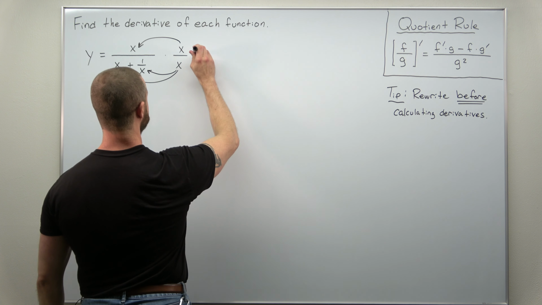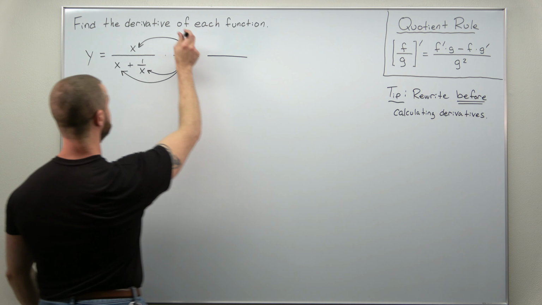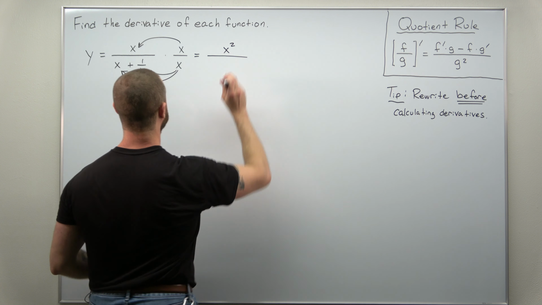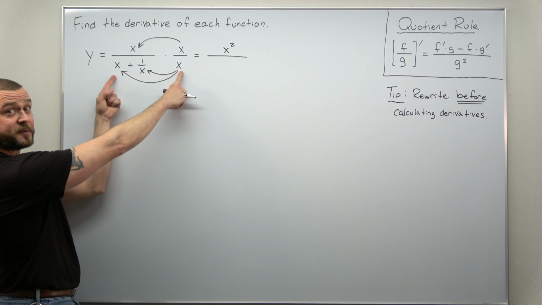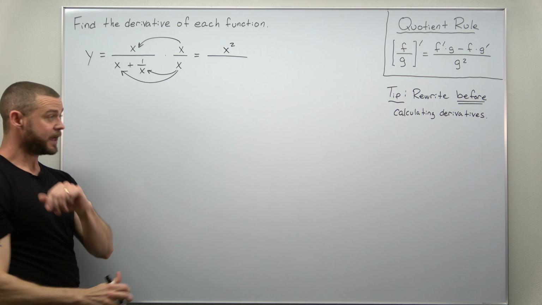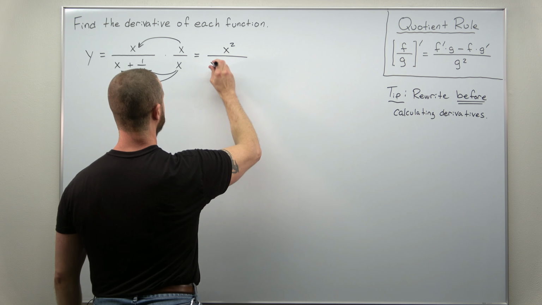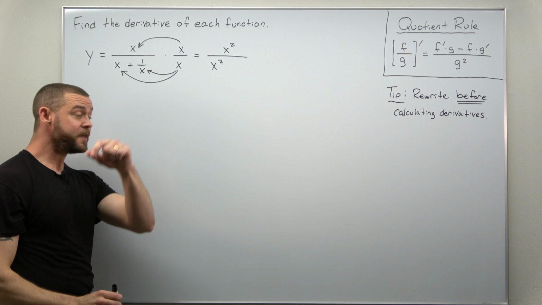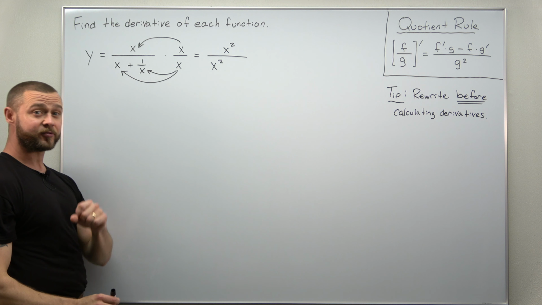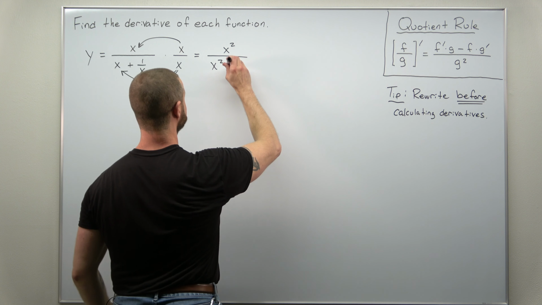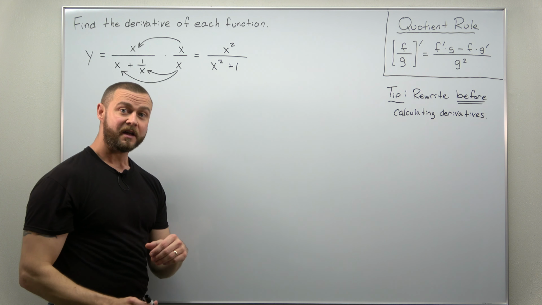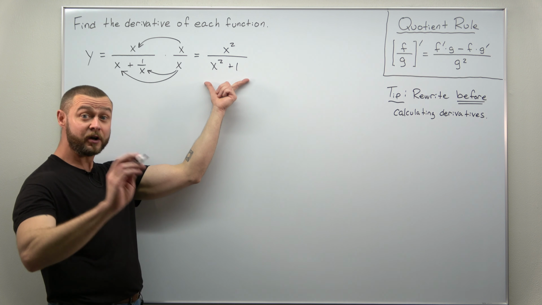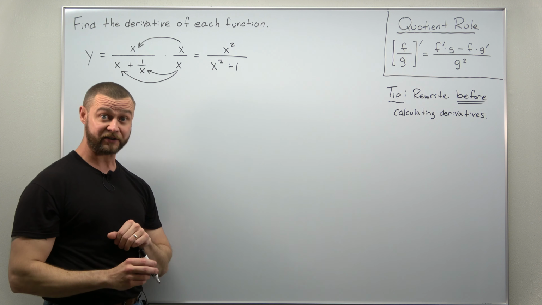So if we just go ahead and do that, multiply your numerators and denominators. Multiply your numerators, you'll get x squared. And then multiply your denominators, just be careful, you have x times x, x squared. But now you get rid of the fraction within the fraction, x times 1 over x, that cancels to 1. And that is much easier to differentiate. This is now a real straightforward quotient rule question.